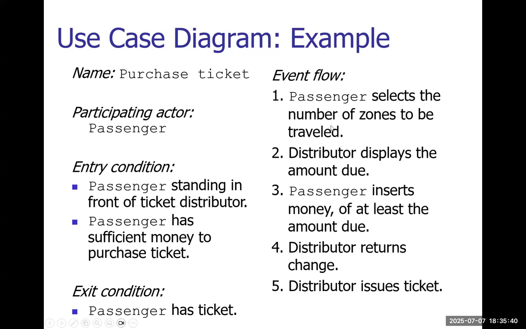This one is not initially available. It's not available in the first place. By talking back and forth, we know the number of zones. And then the distributor displays the amount due, the passenger inserts the money, the distributor returns the change, and the distributor issues the ticket. So you can see these are the steps involved.